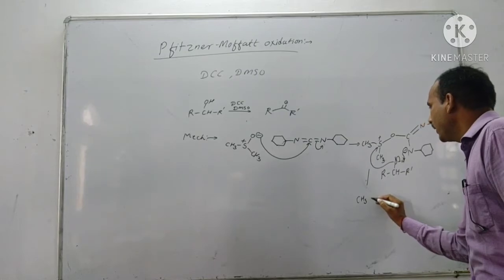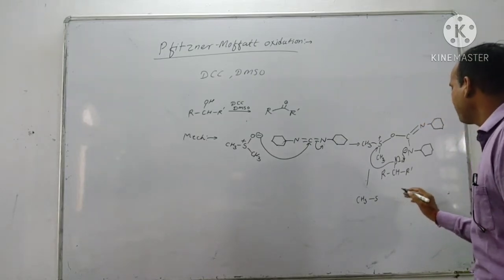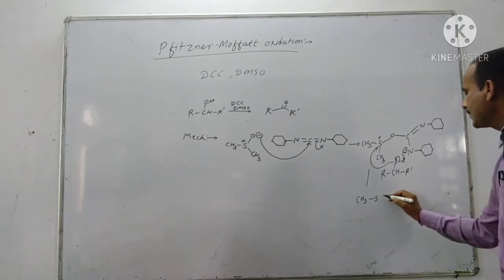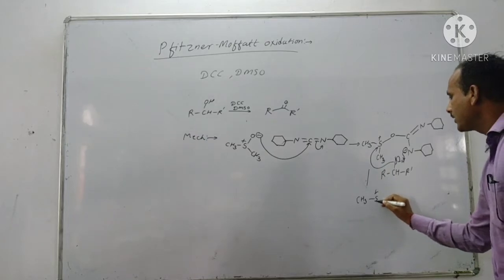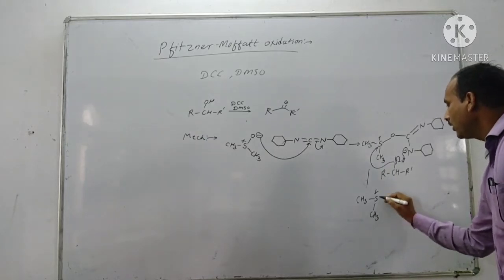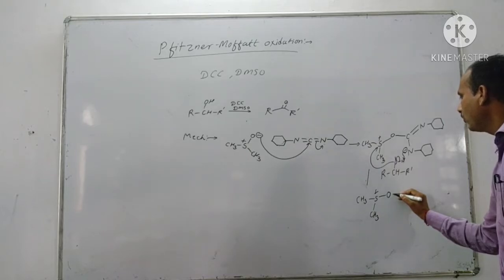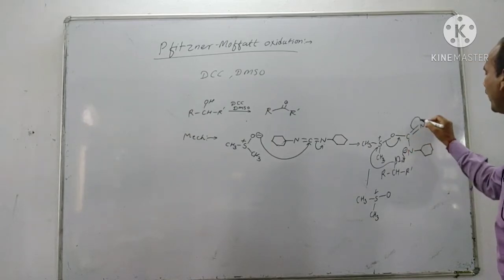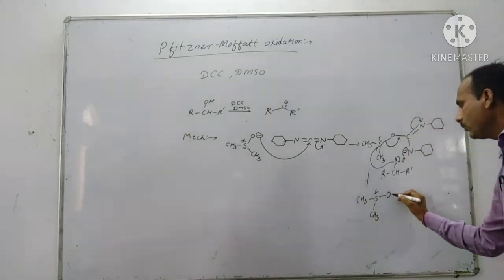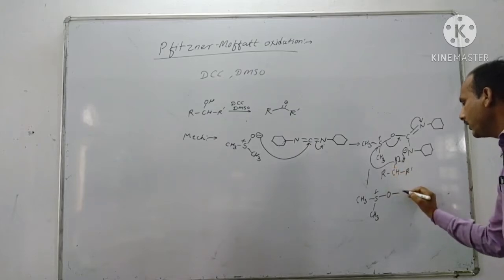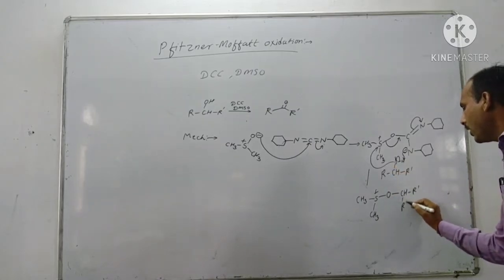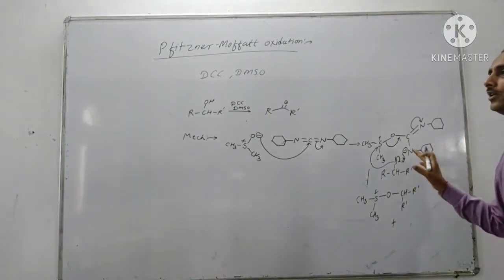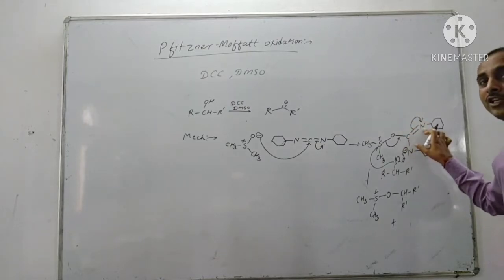So there is formation of CH3 S plus CH3O. Now this is formation of C double bond, again there is N minus. Now here is oxygen, then there is CH R dash R plus dicyclohexyl urea, then there is a negative charge on nitrogen.